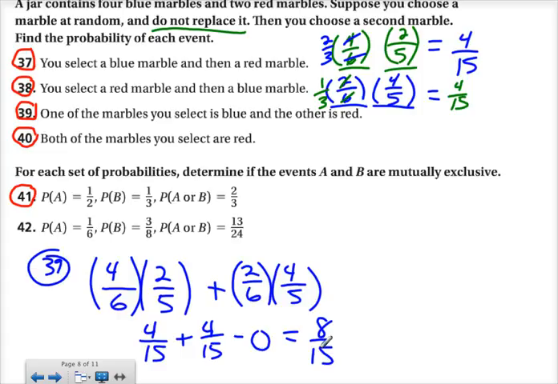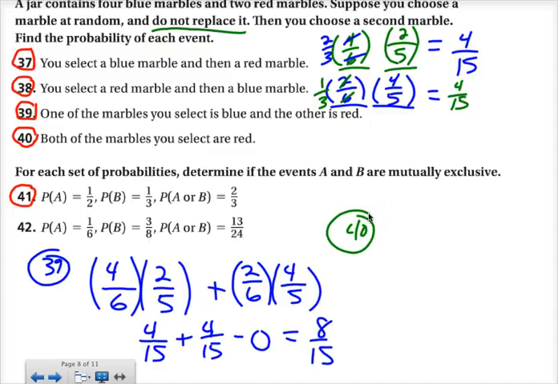So kind of a strange problem, because when you read through it, you don't see the word or in there anywhere. But as soon as you think about it, they're really 2 separate events that they're talking about here. Getting a blue and then a red, and then the other situation is getting a red and then a blue. So we have to add those 2 together since they are different situations and they cannot happen at the same time.